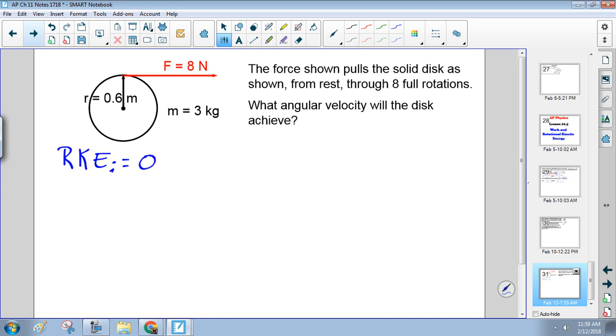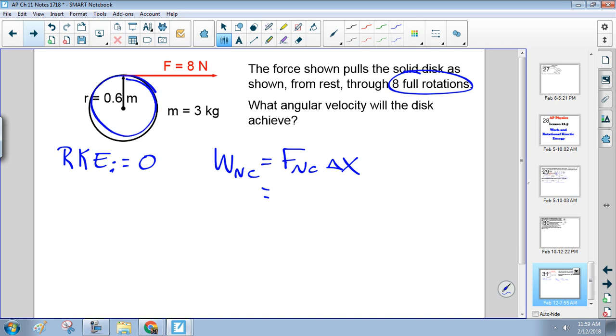So let's find our change in rotational kinetic energy. We're going to find the work done by non-conservative forces, okay? So the work done by non-conservative forces should be the magnitude of the non-conservative force times the displacement, right? Okay, so I just want to show you that you can do this either way and you get the same answer. All right, so it's through 8 full rotations, right?